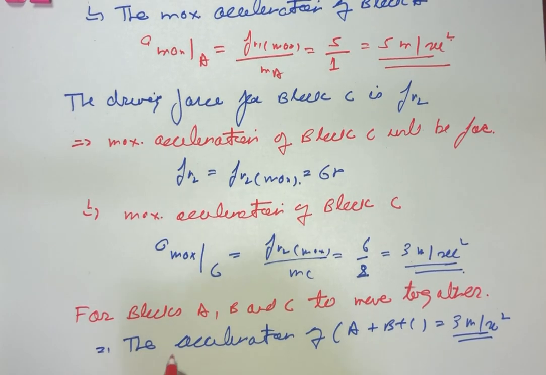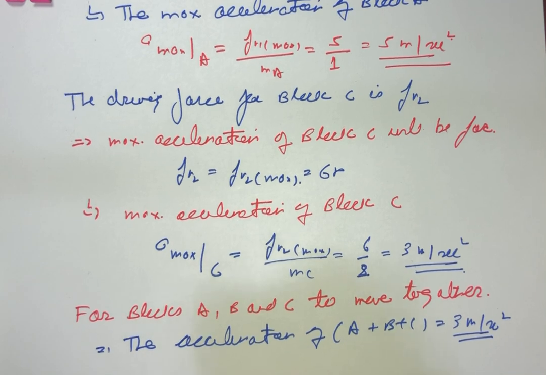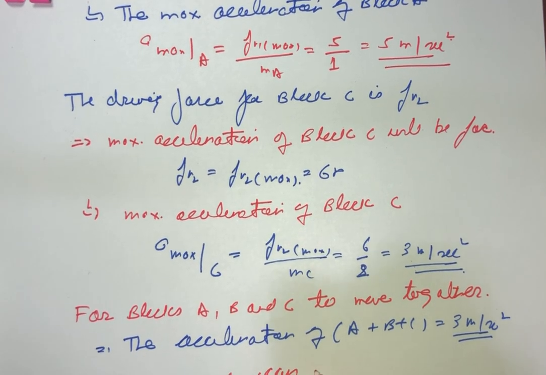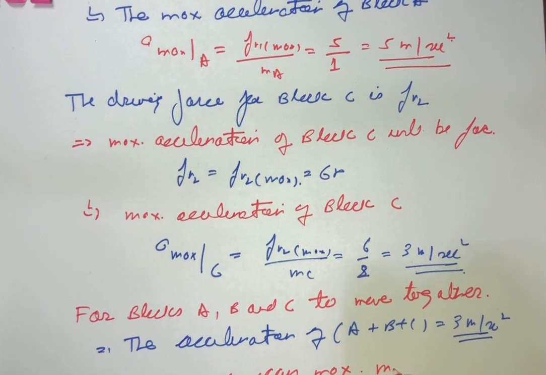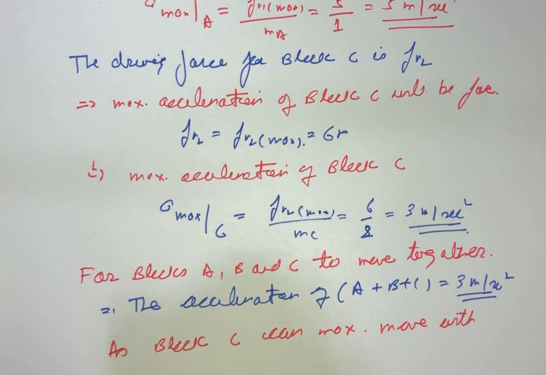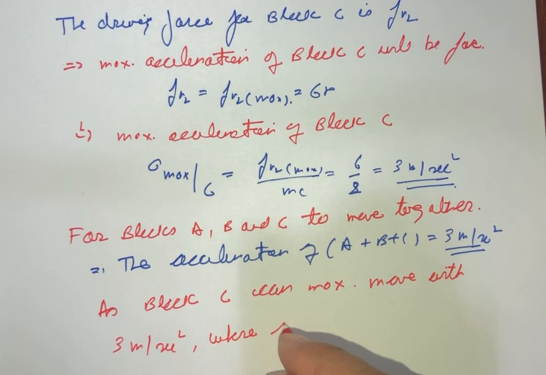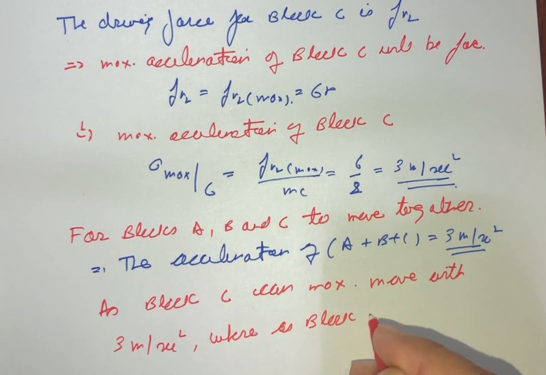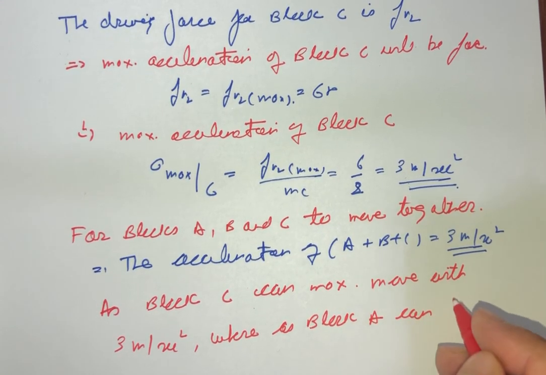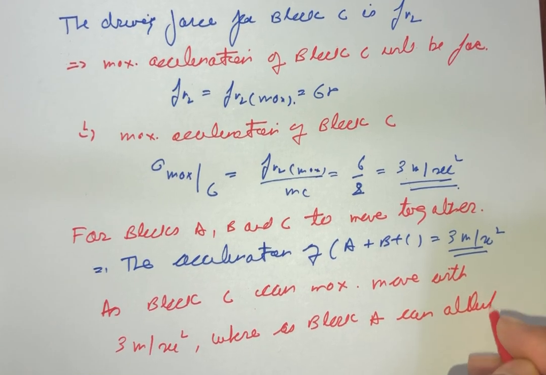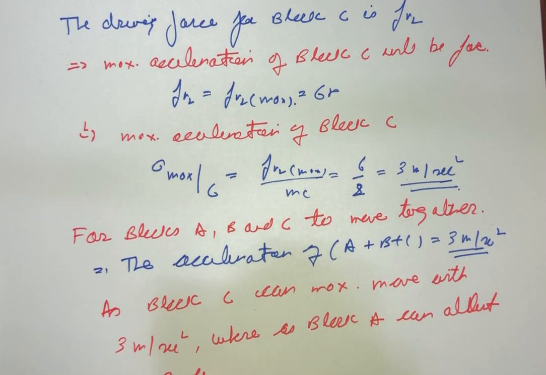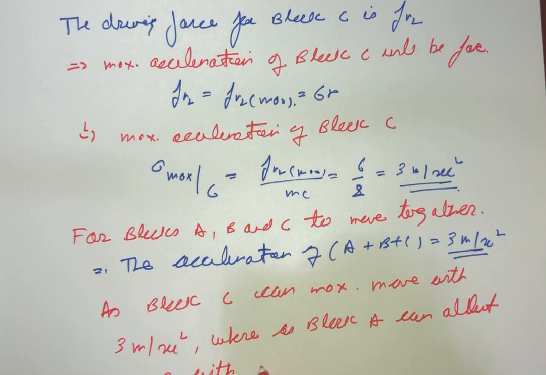So we can say that block C can move with a maximum of 3 meter per second square, whereas block A can at least also move with 3 meter per second square.